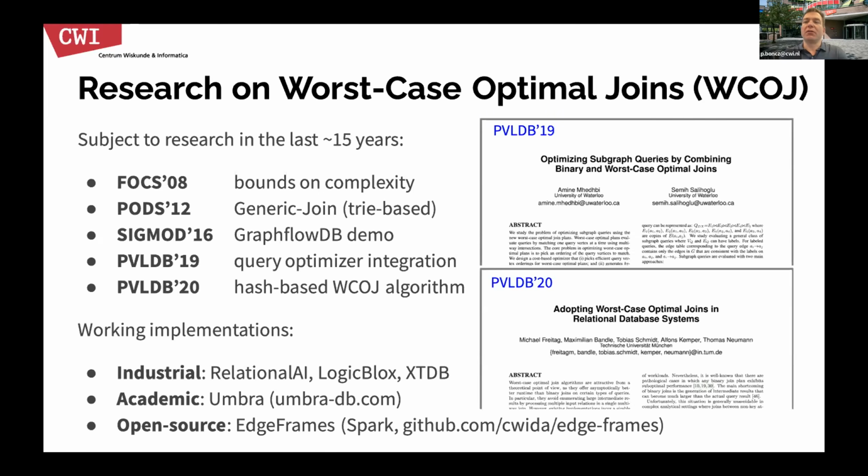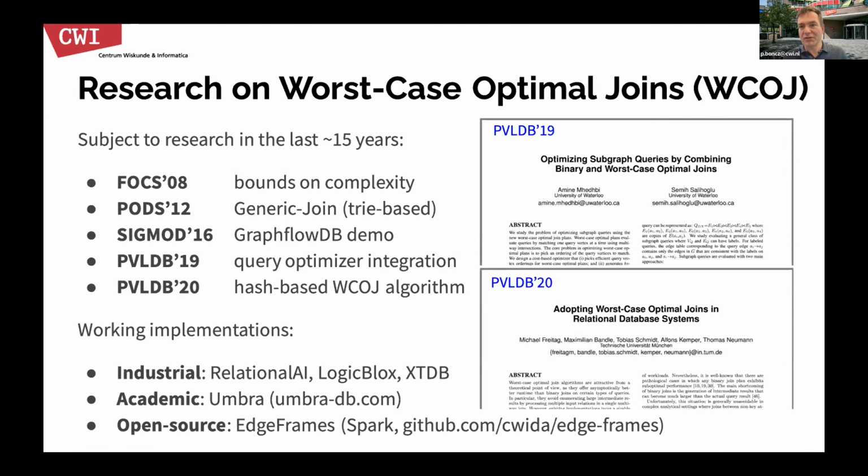What's interesting is also a question: when do you decide to deploy such a join? This question is addressed by the PVLDB 2019 paper cited here. And also the question is whether sorting and building a trie is really, execution-wise, the smartest or the fastest thing to do. And a very interesting paper from 2020 from TU Munich described for the first time a hash-based worst-case optimal join that is also integrated in Umbra.